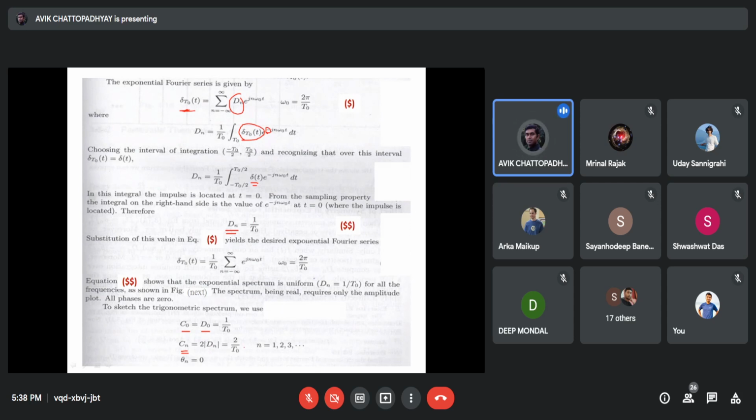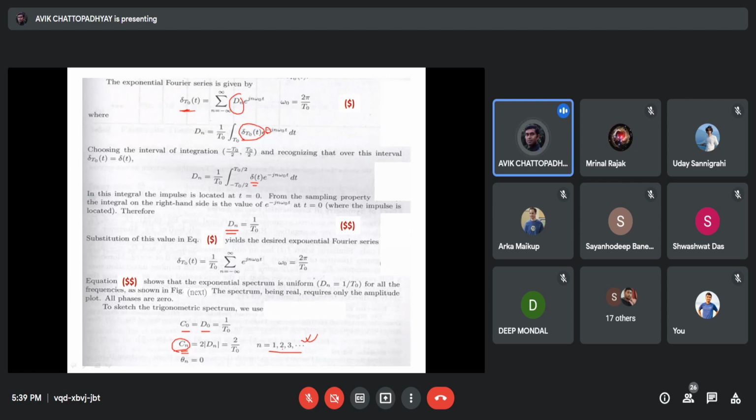So it will be multiplied by t naught, for all the values of n: 1, 2, 3, 4, etc., because this is the trigonometric representation. In the trigonometric representation, you have only the positive half, the one-sided representation. You have to specifically write the value of n here, otherwise you will not get full marks. So you have to write that n equals 1, 2, 3, 4, etc.